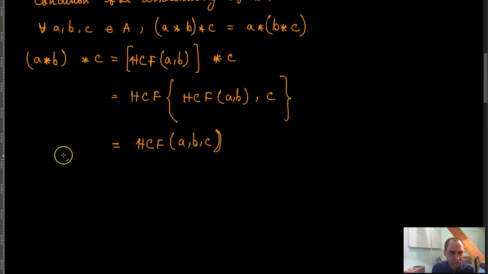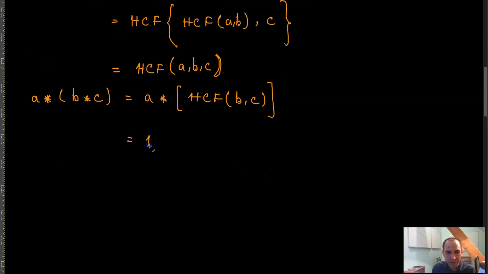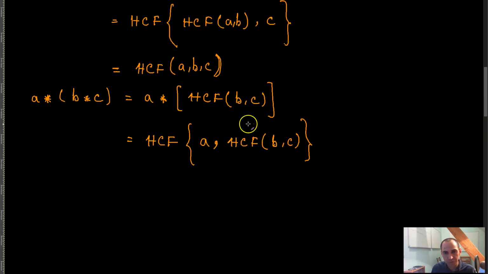So now the other part of this equation is A star, B star C, which is the same thing as A star, and B star C is the HCF of B and C. And then A star that is the same thing as the HCF of A and the HCF of B and C. Now, the HCF of B and C is going to be some number, and then there is also A over there. Then you're taking the HCF of these two numbers, one number over here, one number over here. So this is going to be equal to the HCF of A, B, and C.